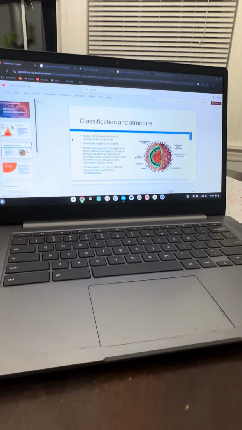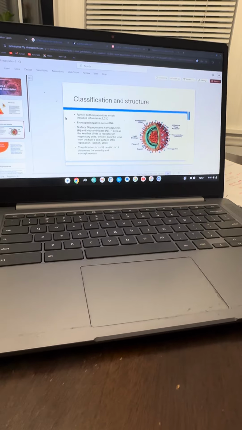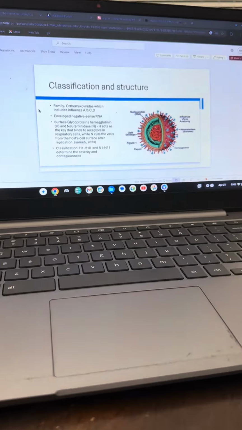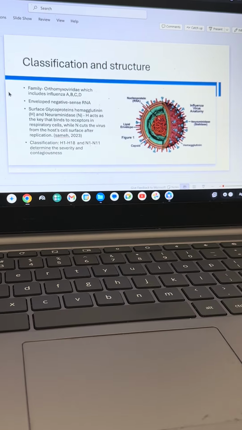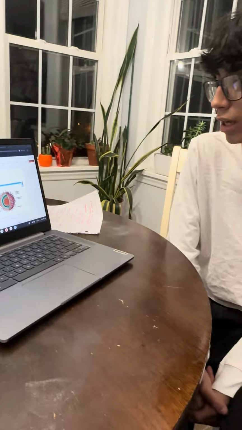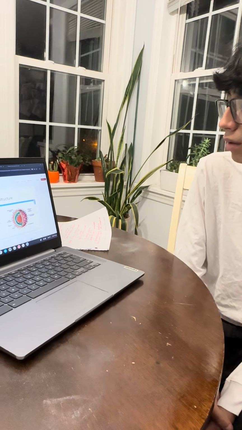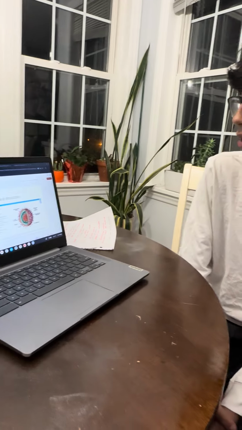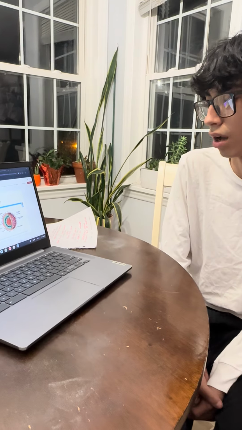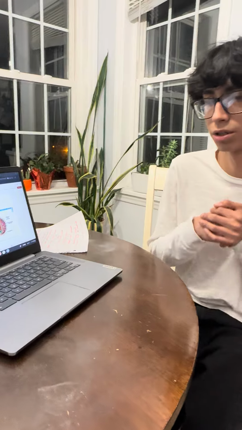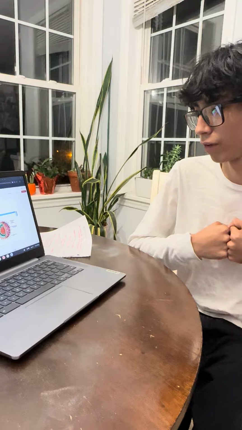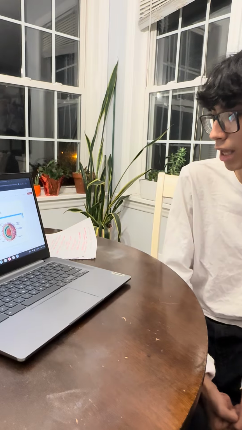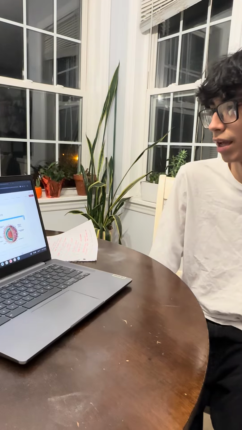So for classification and structure, the family is Orthomyxoviridae, which includes influenza A, B, C, and D. The structure is an enveloped, negative-sense RNA, and it has surface glycoproteins, hemagglutinin and neuraminidase, which is the H and the N. The H is the key that binds to receptors in respiratory cells, while the N cuts the virus from the host cell's surface after replication to infect the host and spread the disease.